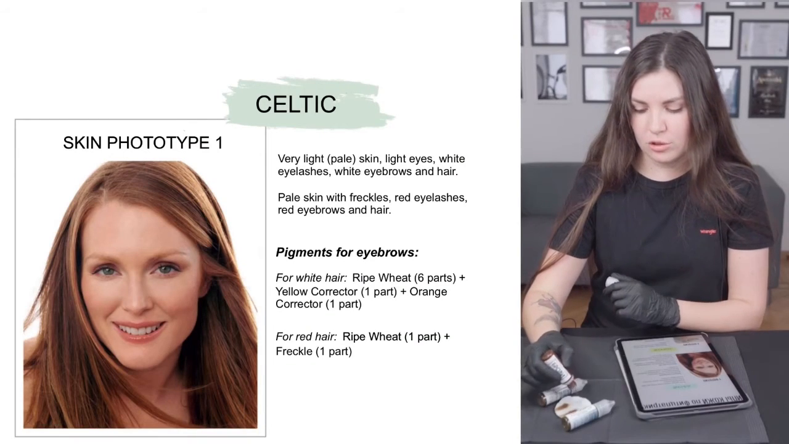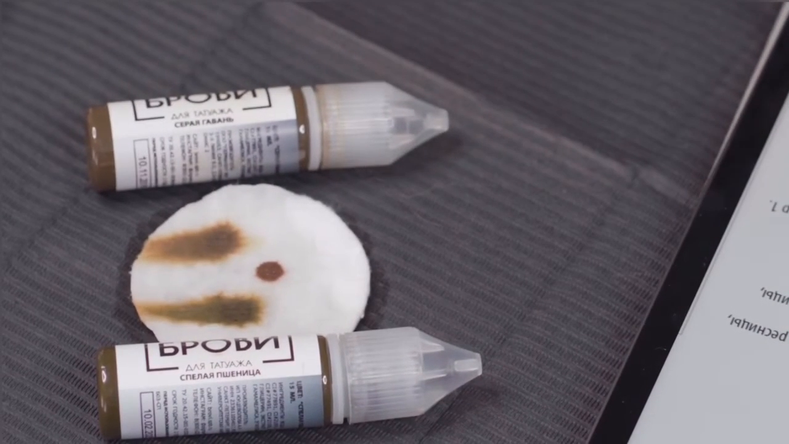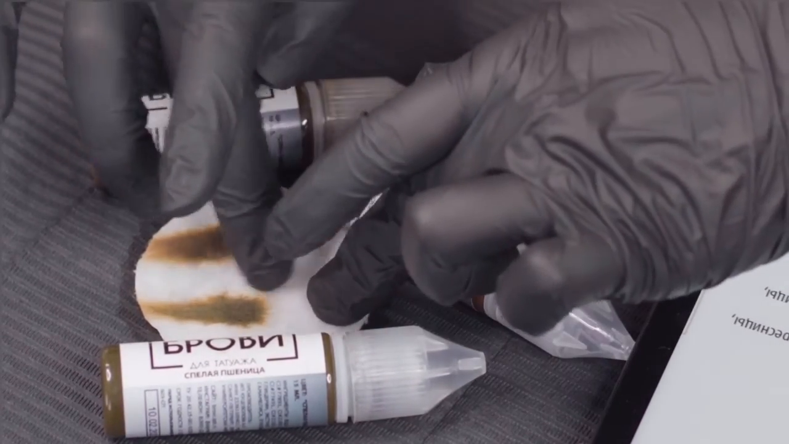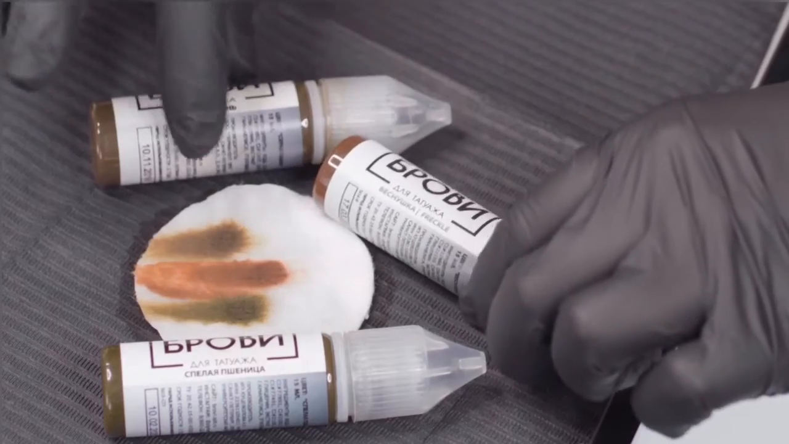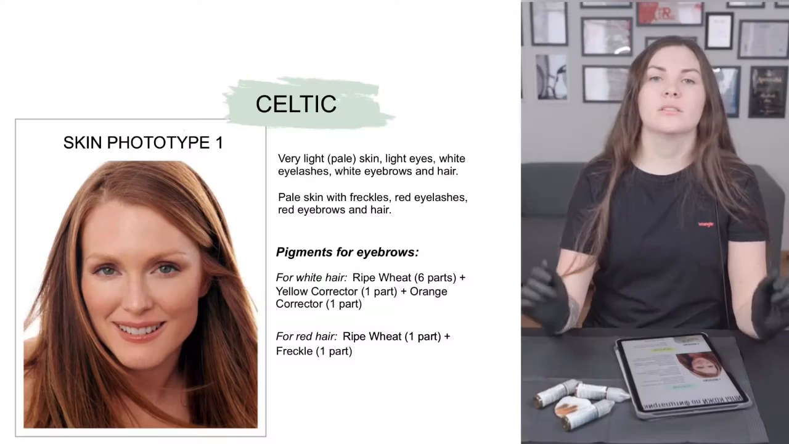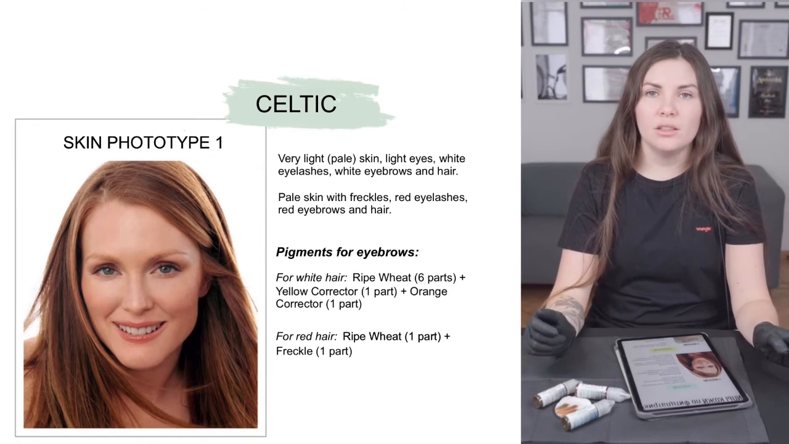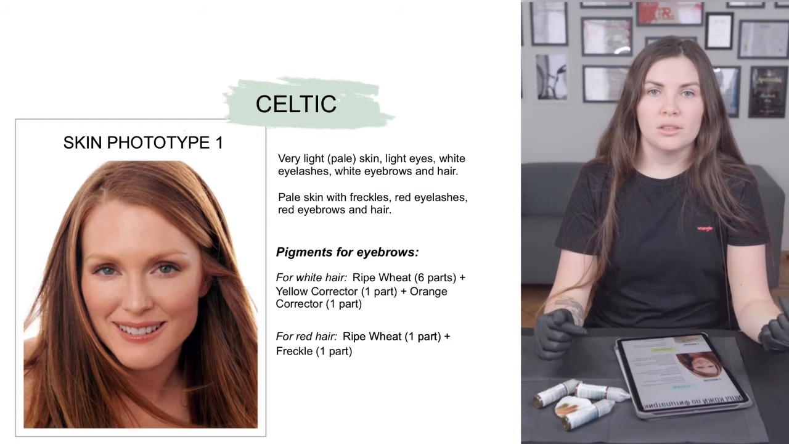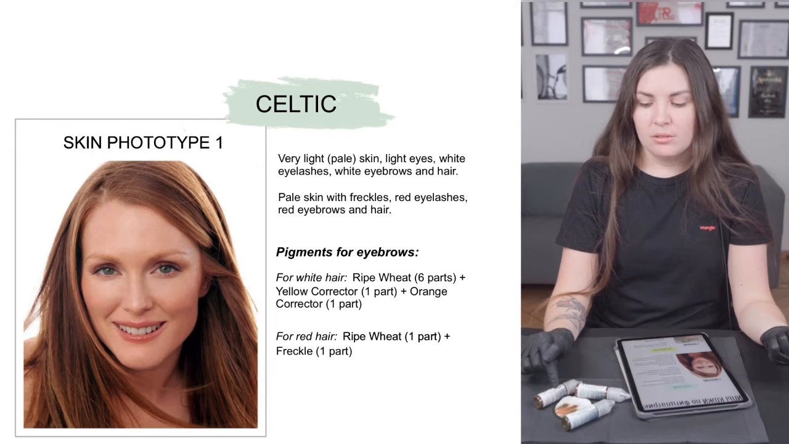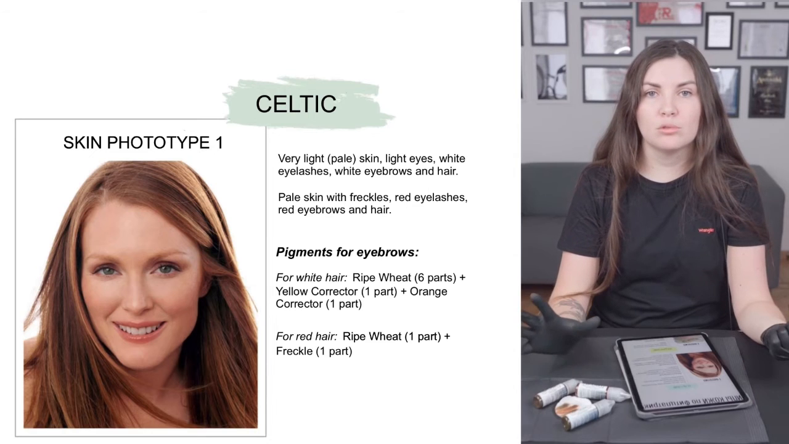Also, in our palette, we have the color Freckle, which is for really red-headed girls, also phototype 1. It is very warm and can be mixed with these 2 pigments that I already showed you. So all of these 3 colors are good for phototype 1. Also, I would recommend for all girls that have freckles to add Yellow Corrector to Freckle, or take Grey Harbor as a base color and mix with Freckle 1:1, and then you will have a really good result.